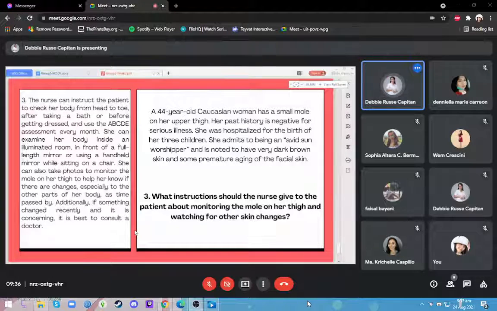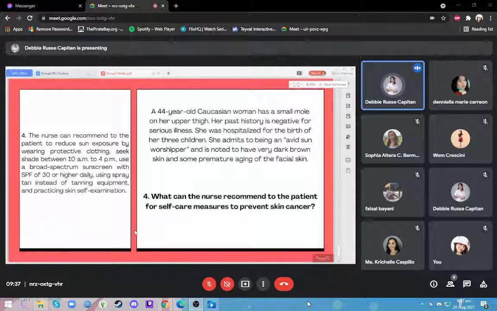She can examine her body inside an illuminated room, in front of a full length mirror or using a handheld mirror while sitting on a chair. She can also take photos to monitor the mole on her thigh to help her know if there are changes, especially to the other parts of her body as time passes by. Additionally, if something changed recently and it is a very concerning situation, it is best to consult a doctor.